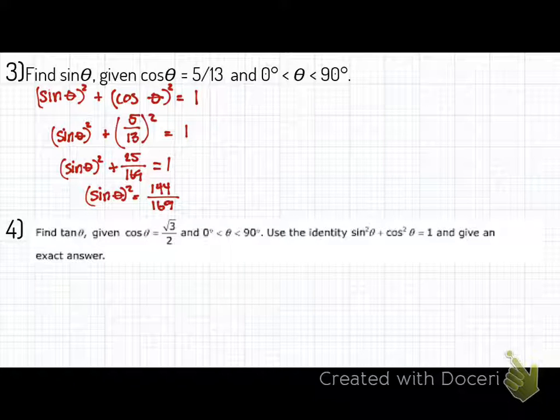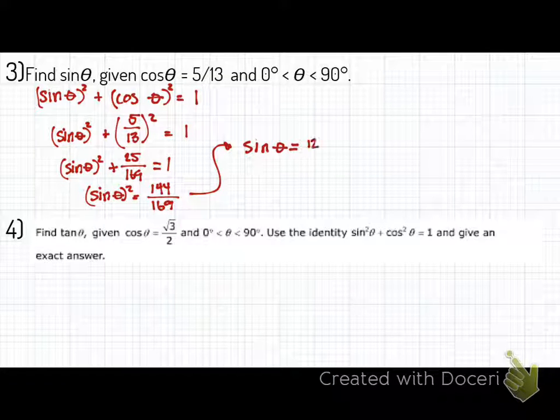Okay. How do I get the square off the sine of theta? Square root it, right? So when we do that, we get two answers, a positive and a negative one, right? So which one are we going to focus on? Positive, right? Because we know sine has to be positive at 0 to 90 degrees. Okay?